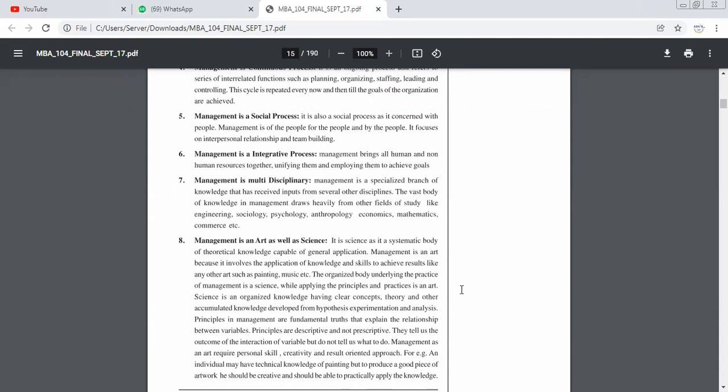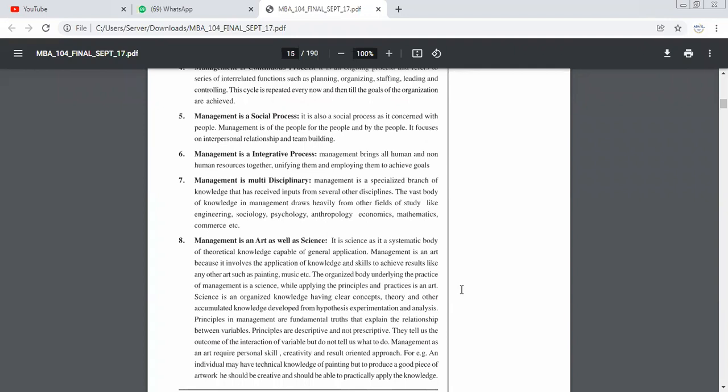See, lots of people think management is studied only in commerce and in MBAs. It is not so. Management is an activity which is being practiced in each and every field. Take the example of engineering, doctors, and other fields also. Management activities are a must, and they should be there even in your personal life.